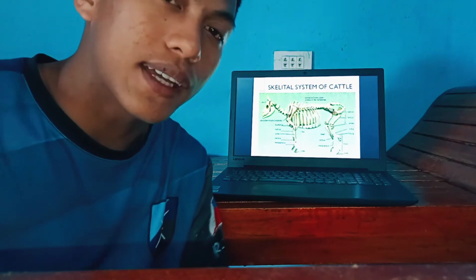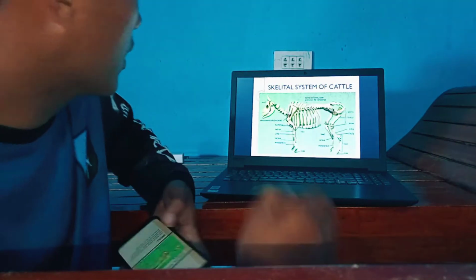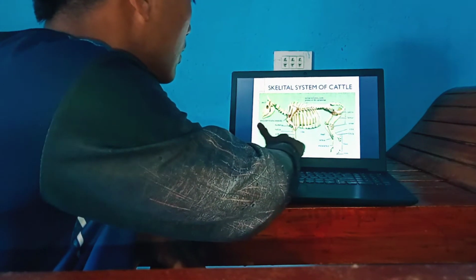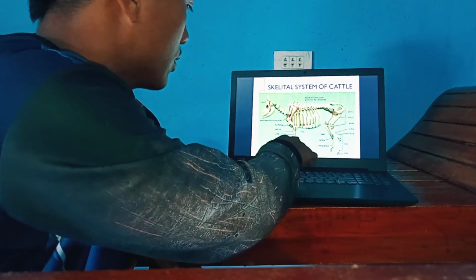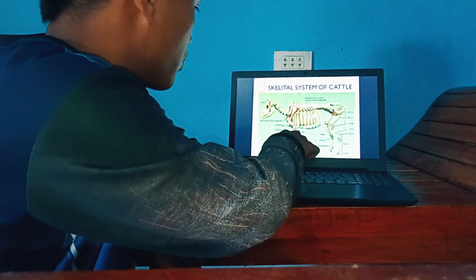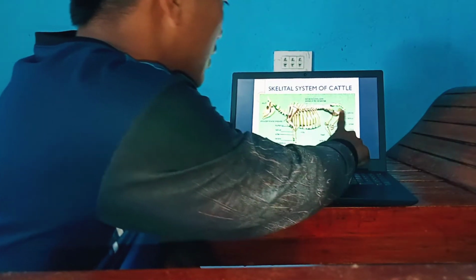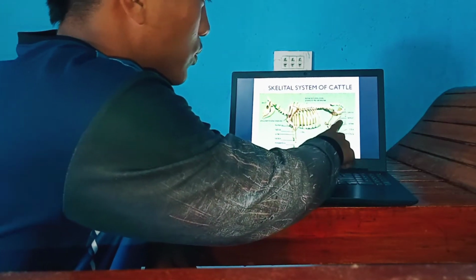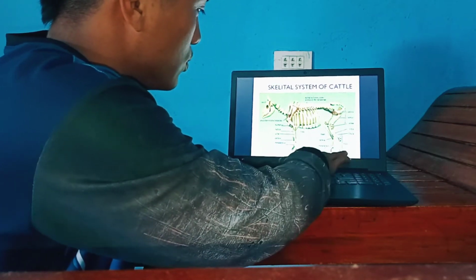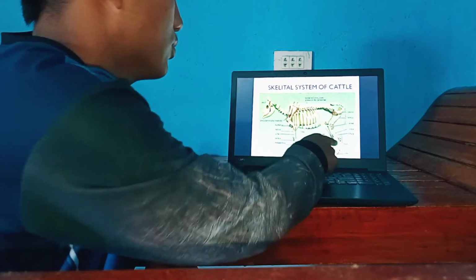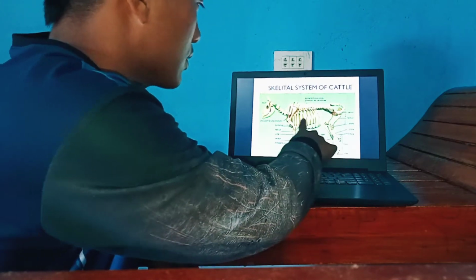Skeletal of the cattle, which are skull, shoulder blade, humerus, radius, ulna, metacarpus, carpus, 46 vertebrae, pelvis, femur, knee, tibia, fibula, foot, and the toes, heel, tarsus, metatarsus, and ribs.